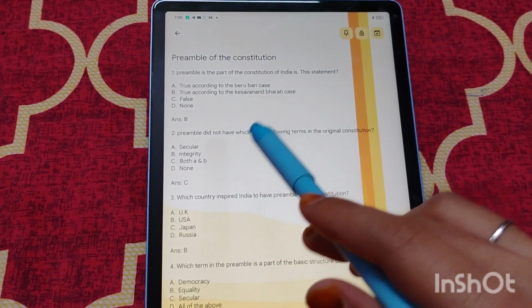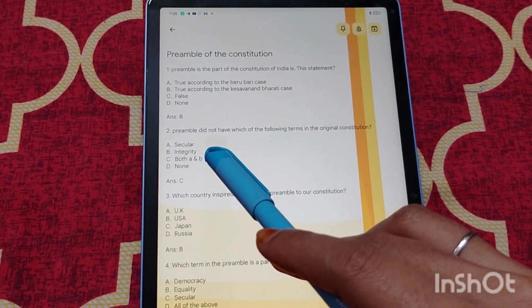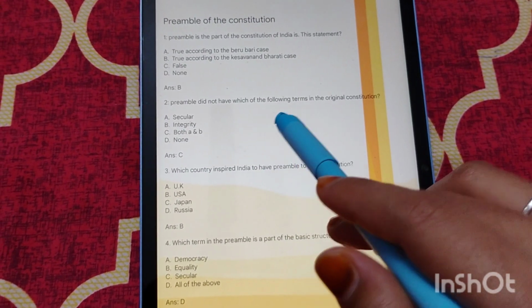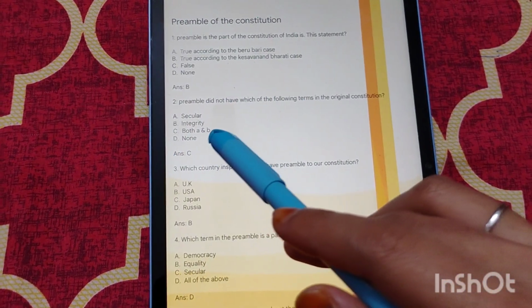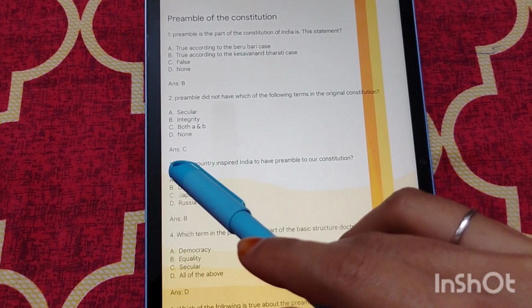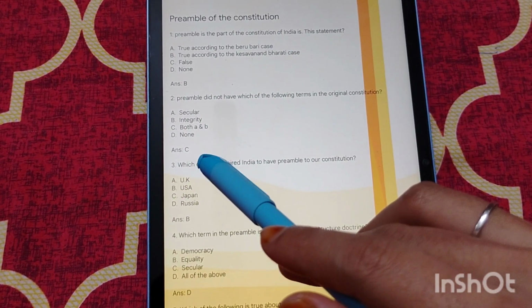So the second question is: the Preamble did not have which of the following terms in the original Constitution? The options are: A, secular; B, integrity; option C, both A and B; and option D, none. So the correct answer is option C.